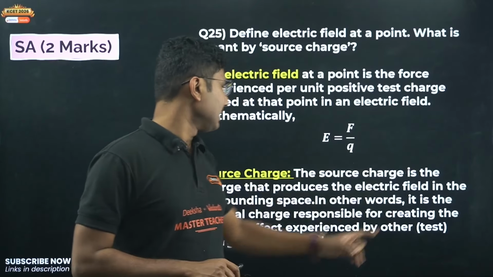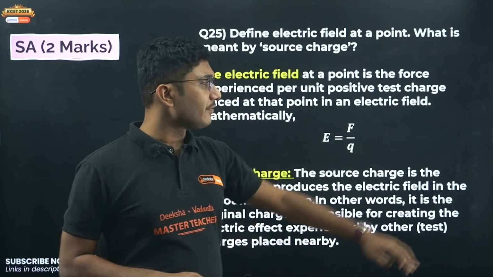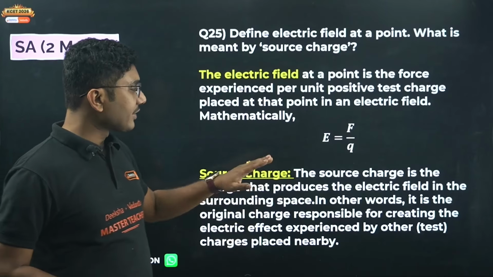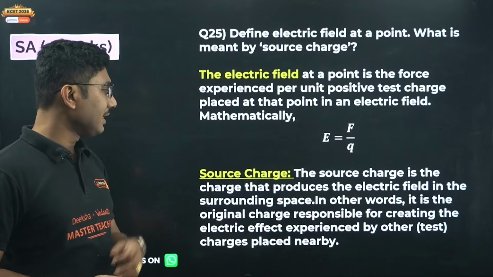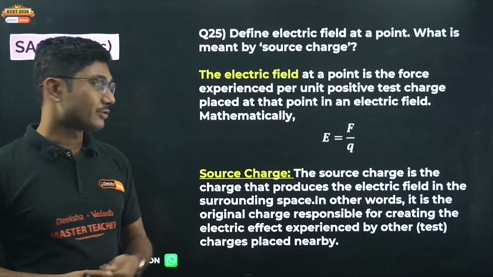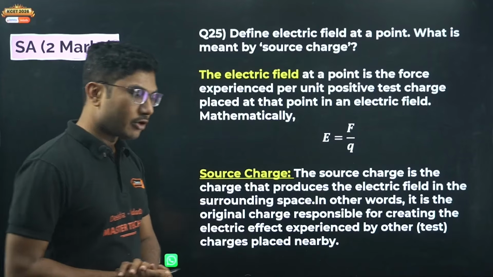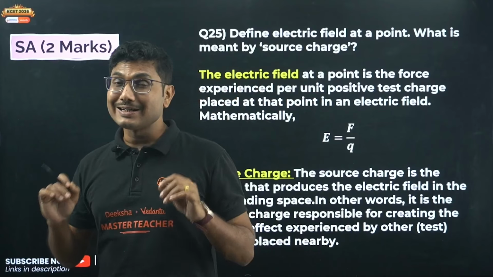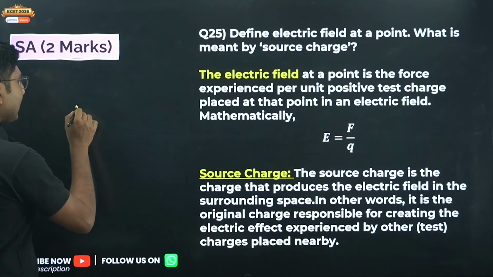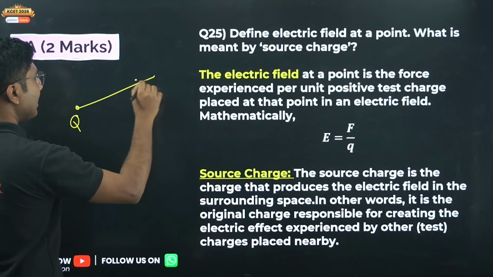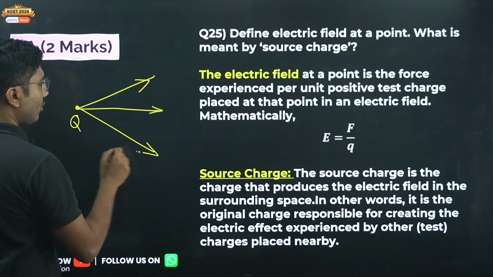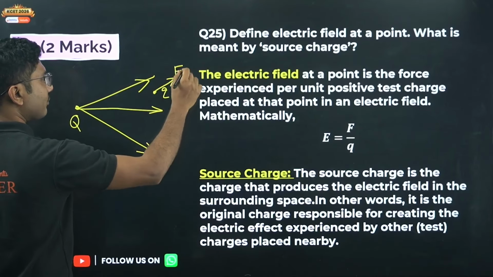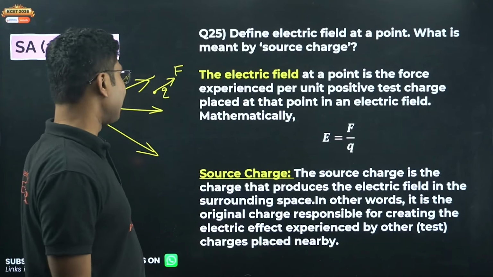The source charge is the charge that produces the electric field in the surrounding space. In other words, it is the original charge responsible for creating the electric field experienced by other test charges. So when I am saying electric field, we do not mention any charge who creates it. So source charge is the original charge that creates that electric field. Okay, so suppose I say this is a source charge. Source charge means it will have its own electric field. Okay, and if you put a test charge over here, it will experience a force. Okay, from that force we can calculate the electric field at that point.